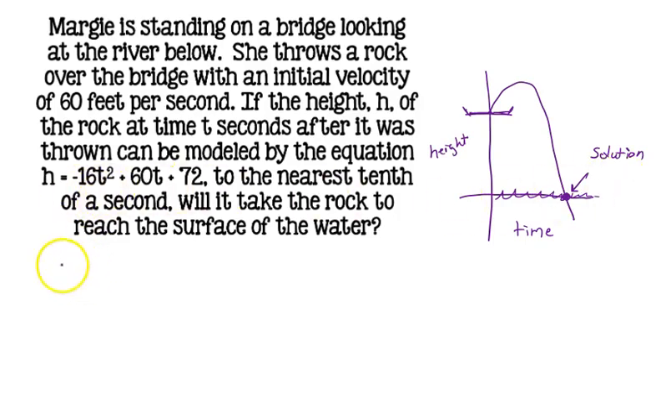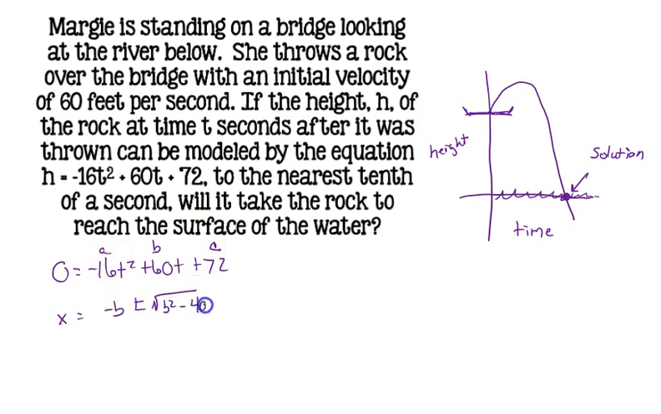So I'm going to rewrite this. If I'm looking for the solution, I'm going to say 0 equals, and rewrite this. Remember that this is A, this is B, this is C. And I'm going to set that up in my quadratic formula. So x equals negative b plus or minus the square root of b squared minus 4ac, all over 2 times a. So let's set that up.